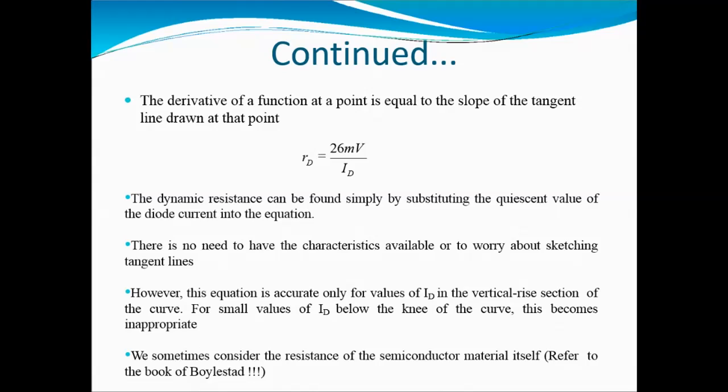However, this equation is accurate only for values of ID in the vertical rise section of the curve. For small values of ID below the knee of the curve, where knee means operating point, threshold voltage, or cutting voltage, this becomes inoperative. So we sometimes consider the resistance of the semiconductor material itself, as referred to in the book.